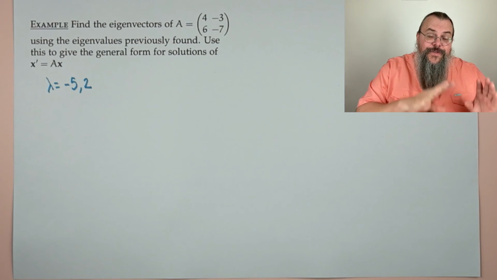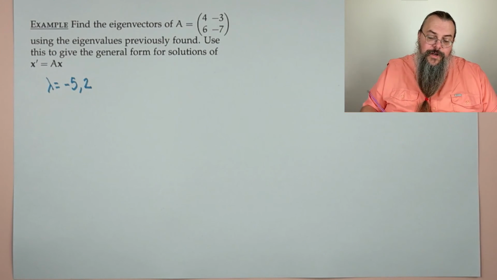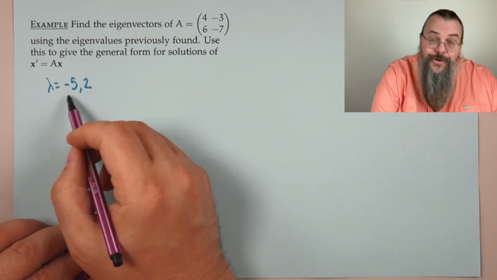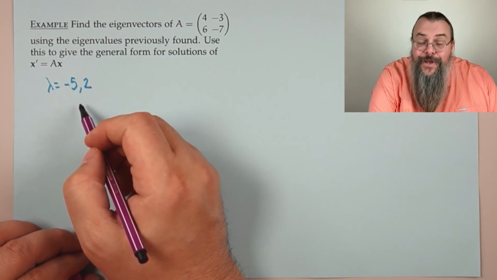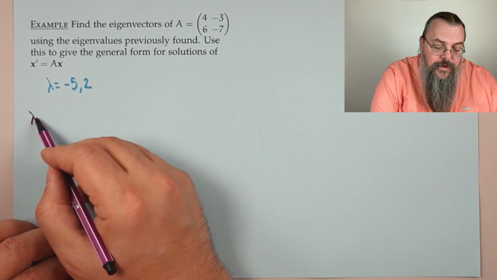So let's first focus on eigenvectors. How does that work? Well, you have 2 eigenvalues. For each eigenvalue, we're going to look for eigenvectors. So let's start with the negative 5.